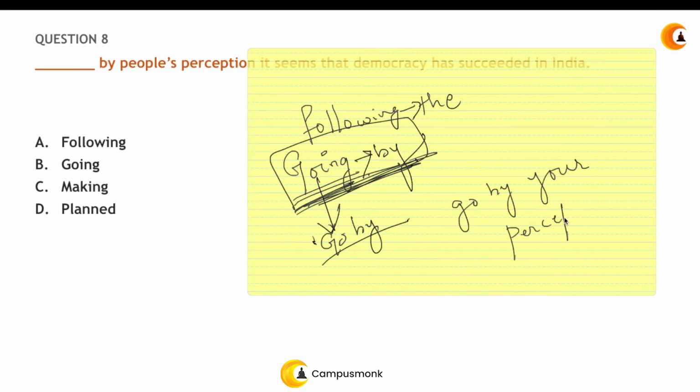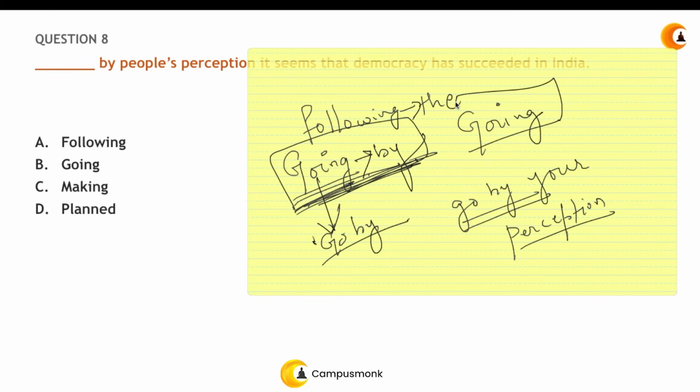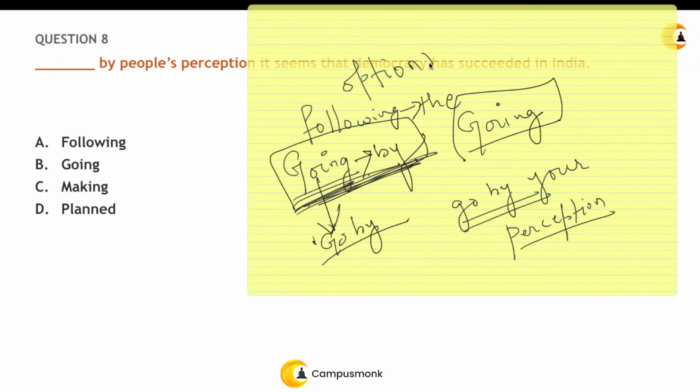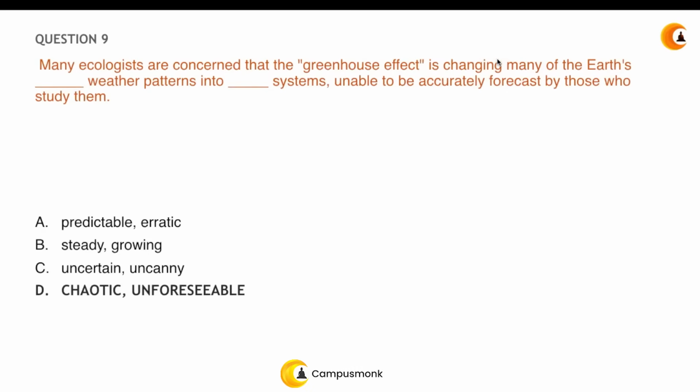So whenever there is a word like perception, it is always go by. So here what it will be? Answer will be going by the people's perception, it seems that the democracy has succeeded in India. What is the answer? Answer is in option number B. It's as simple as that, right? Great. Moving to the 9th question.